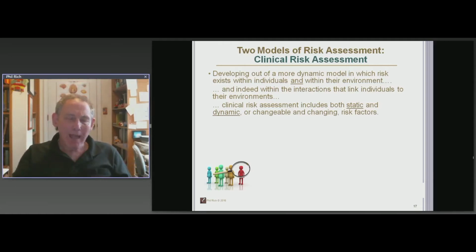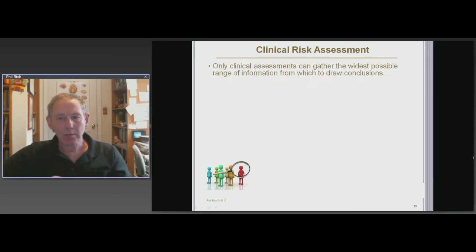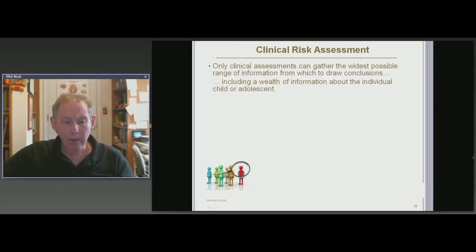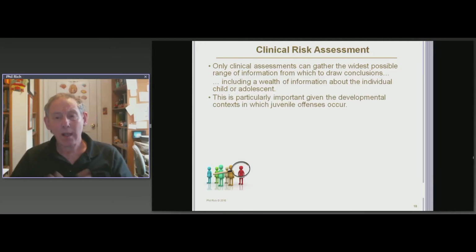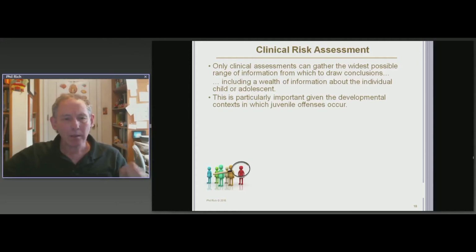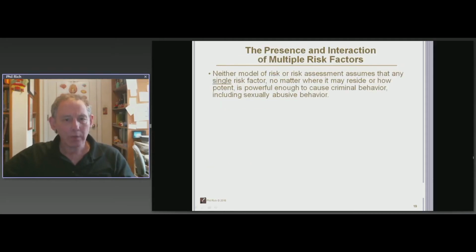And we include both static, or those historical risk factors, and dynamic or changeable risk factors in our assessment of risk. So we look internal, we look external, we look at static, we look at dynamic, and it's only really clinical assessments that can give us the greatest amount of information that we can make interpretations, build cases upon, including, we hope, a lot of information about the person that we are assessing. And that's particularly important for us because when we assess adolescents and even young adults, it's not really clear at what age adulthood begins, perhaps 25 or 26 in the sense of greater cognitive development, but it's certainly important when we think about developmental context for adolescents in which all juvenile offenses occur.